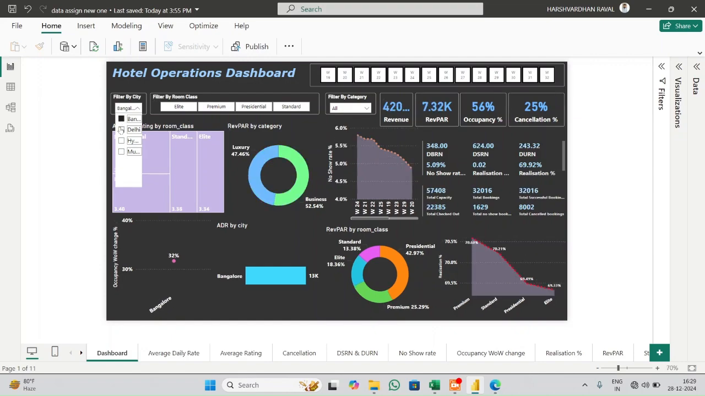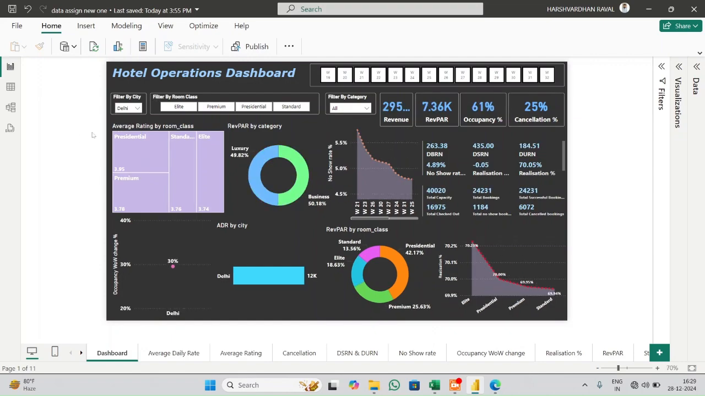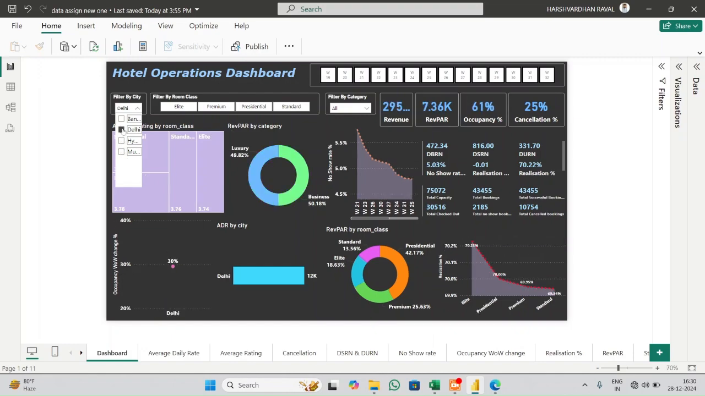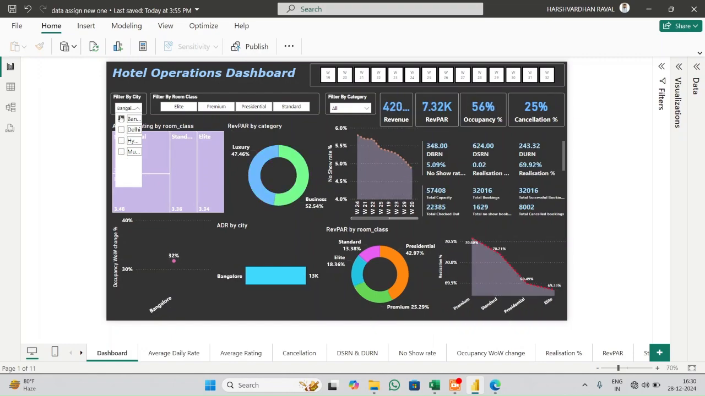So highest occupancy was of what? Delhi. Highest occupancy was of Delhi, but daily sellable room nights and daily utilized room nights have a very large gap between these two. Although the occupancy is good, this is very low. The revenue is only 295 million. But if we want to compare the Mumbai revenue, 669 million revenue is there. Delhi is having 295 and Bangalore is having 420.